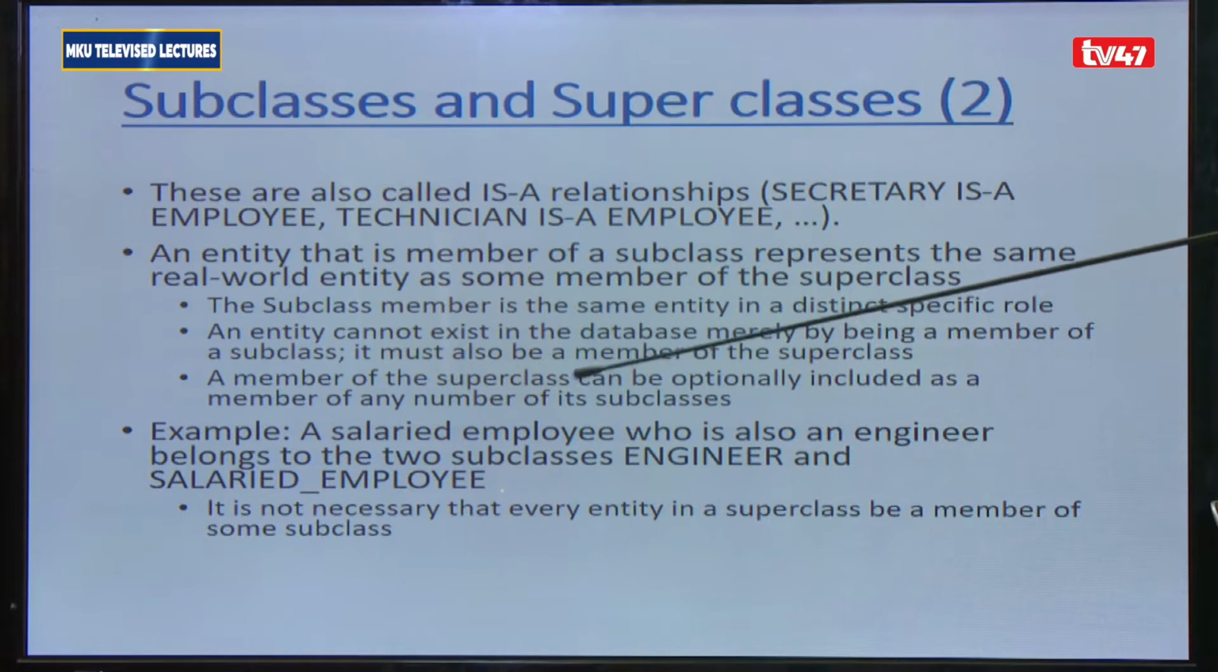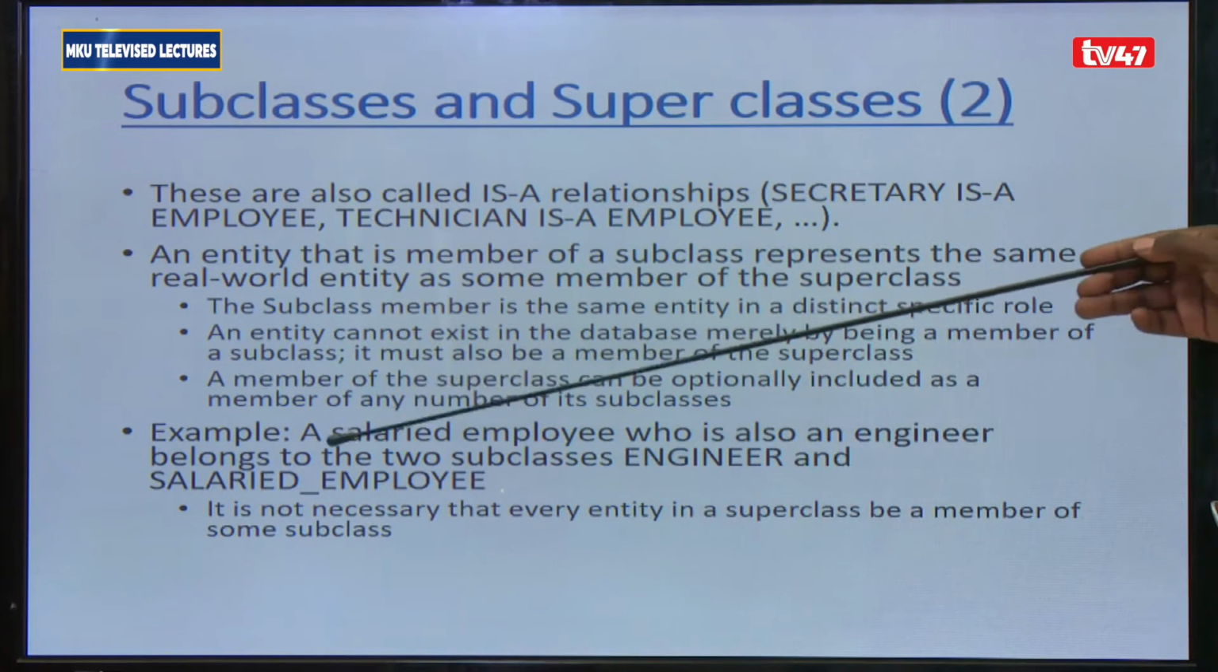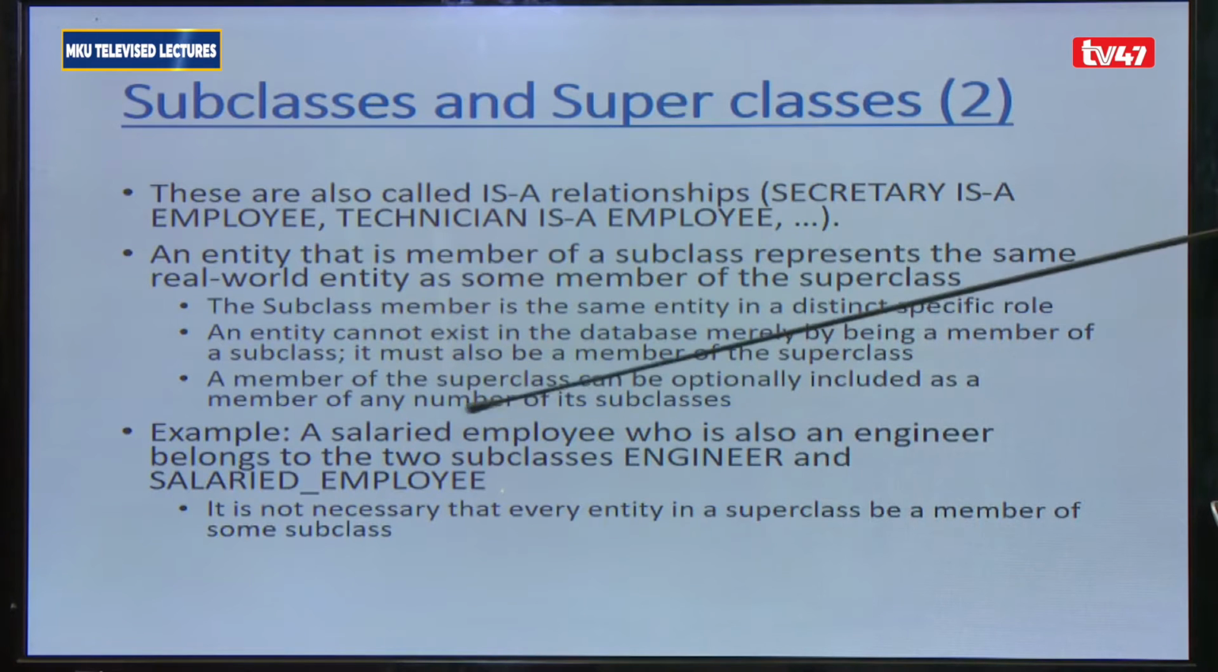A member of the superclass can be optionally included as a member of any number of its subclasses. And we are going to see this as we move forward. For example, a salaried employee who is also an engineer belongs to the two subclasses, engineer and salaried employee. It is not necessary that every entity in a superclass may be a member of some subclass. So it means that an entity can just exist in the superclass and not be a member of the subclass.